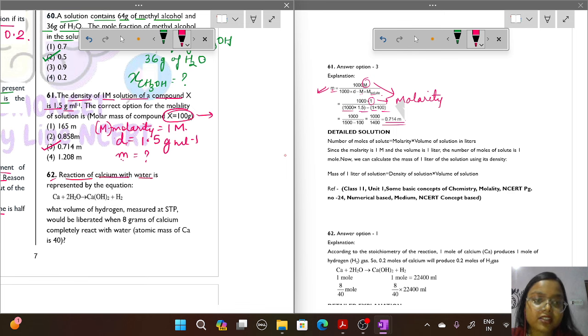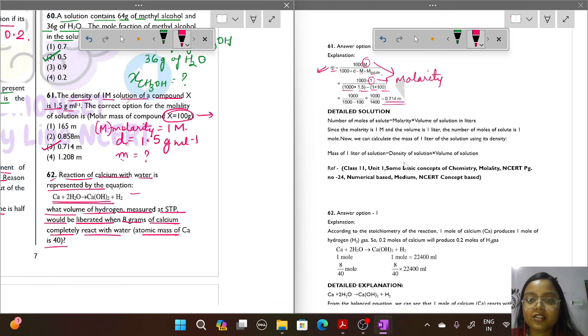Reaction of calcium with water is represented by the equation. The reaction is given here. What volume of hydrogen measured at STP would be liberated when 8 grams of calcium completely reacts with water? And atomic mass of calcium is given as 40. Okay, the equation is given here.